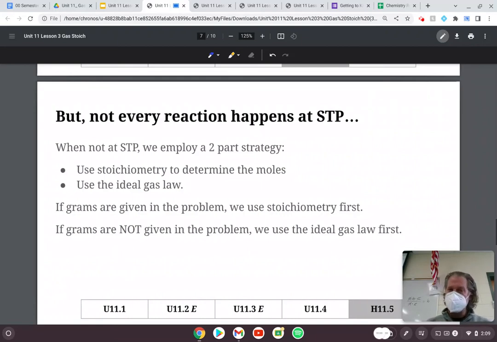Basically, we'll be using stoichiometry to either figure out moles or mass, and then we'll be using the ideal gas law to finish up the problem or even to start the problem. So one of the things that we can point out here is that if grams are given in the problem, we'll use stoichiometry first. And if grams are not given in the problem, we will use the ideal gas law first. So it's just something to consider.